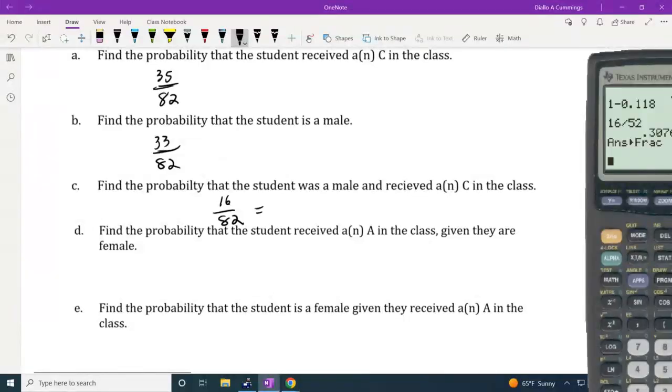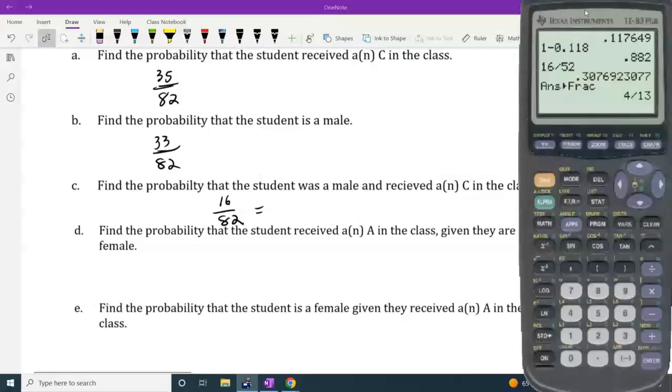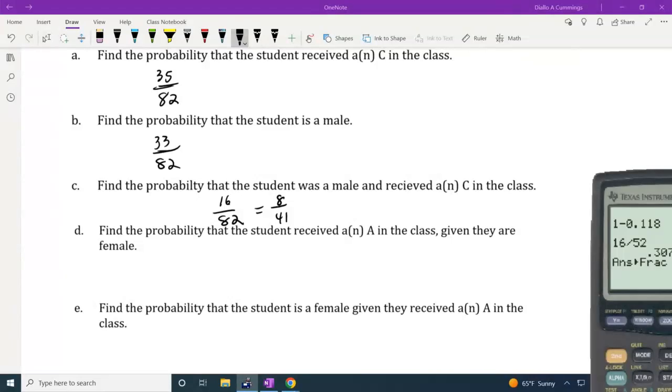So now 16 over 82, that's not simplified. So 8 over 41. All right, just make sure if you're putting in fractions that they must be simplified. All right, so any questions up to this point?